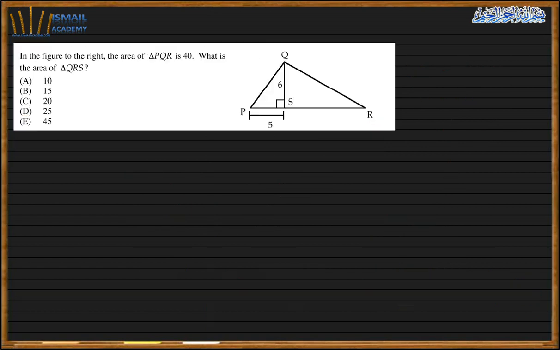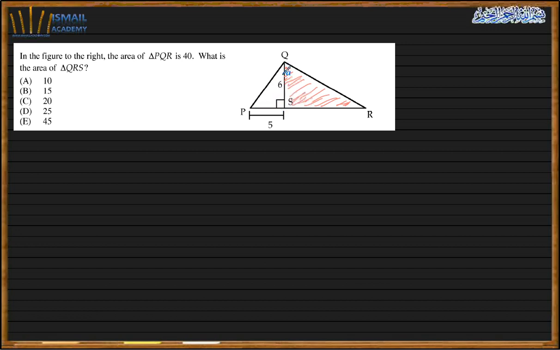So let's move on. In the figure to the right, the area is 40. So the whole thing is 40. What is the area of QRS? They want to know what's the shaded area, this part. So you think, okay, we're missing that information. But we don't need to look for it, because I'm looking for the whole area minus this area will give me this area, because I already have information of this area here.